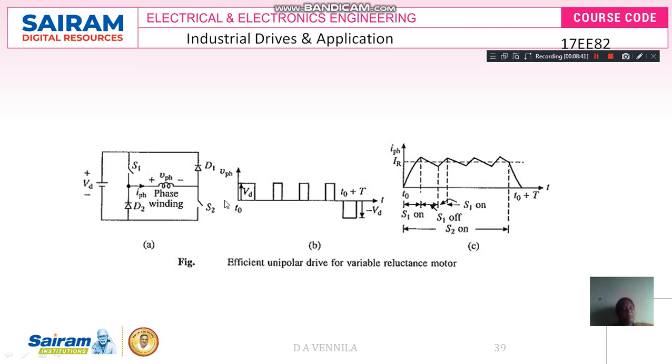When the phase current crosses the rated current, what will happen? Your switch S1 will be open, and the phase current built up in the phase winding will start to decrease. When it decreases below the rated current, the switch S1 will be closed again. Then again the current will start building up in the phase winding.